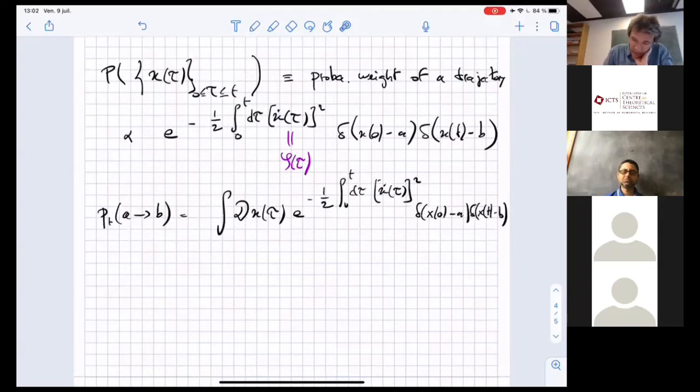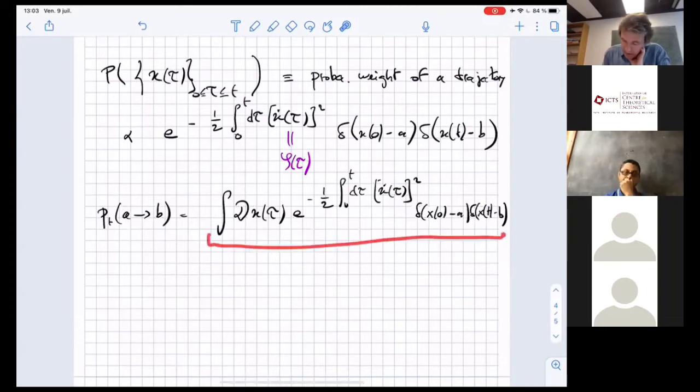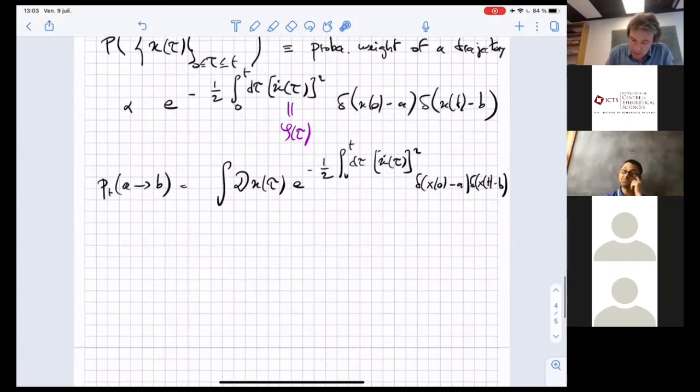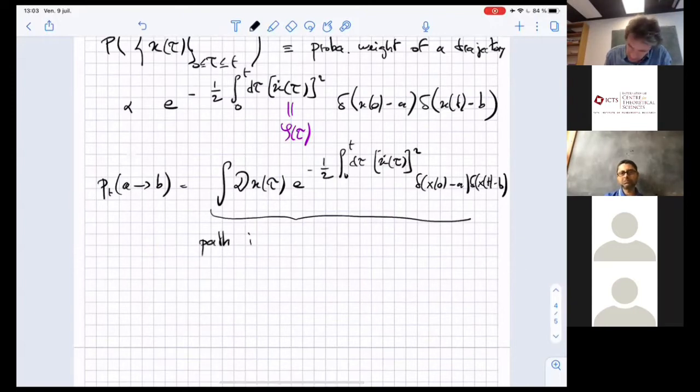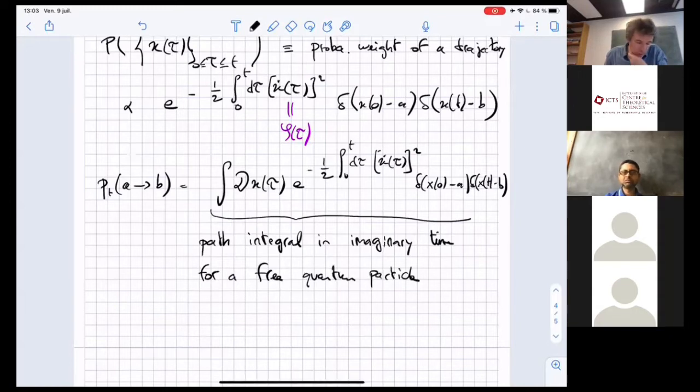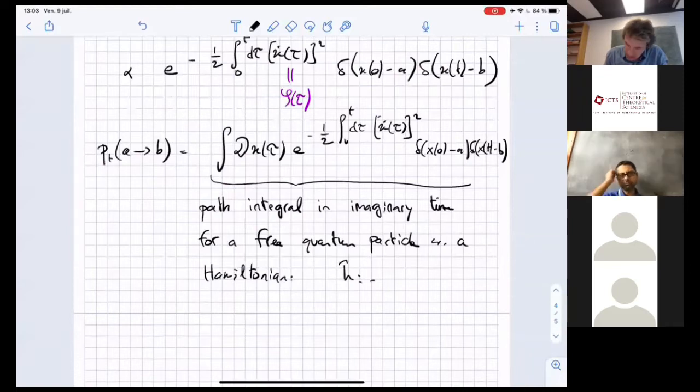Now, if you look at it, and if you know a little bit of path integral for quantum mechanics, well, you can easily recognize that this is just the path integral in imaginary time of a free quantum particle. So free means with a Hamiltonian, we call it just small h, which is just minus half d to the x squared.